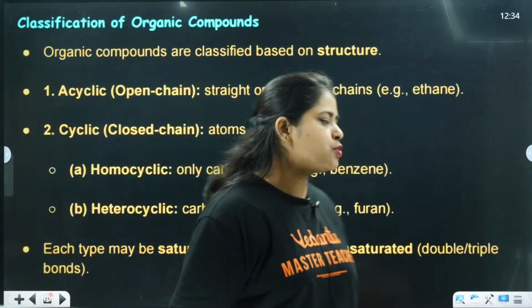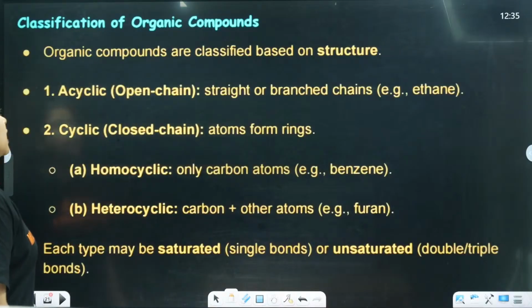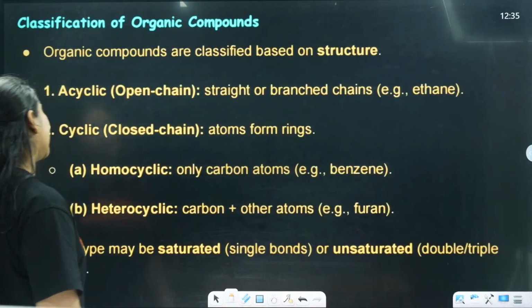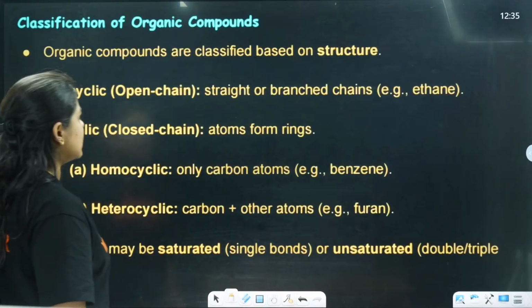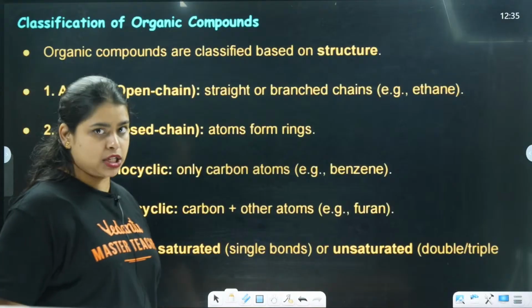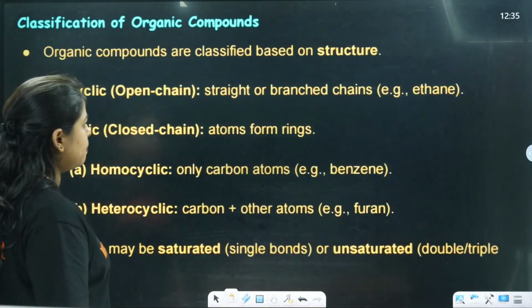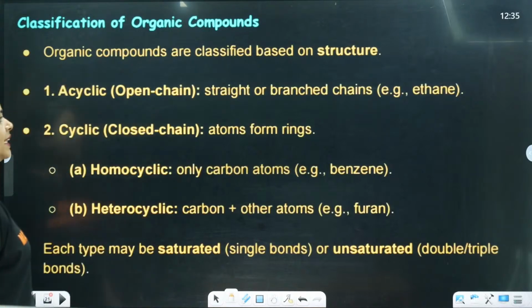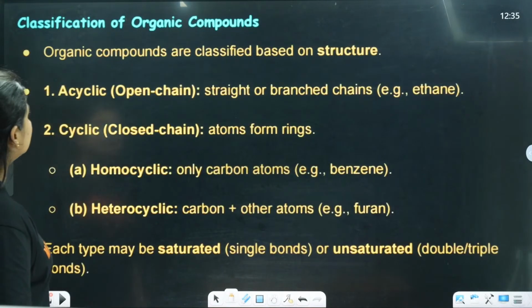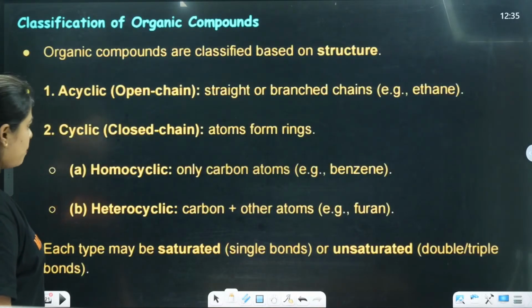Okay, next comes what? Next comes the classification of organic compounds. In that, organic compounds are classified based on their structures. It's completely based on the structures. Clear? Now, acyclic, open chain, that is straight or branched chain. Example, ethane. So the first option is what? The first is open chain. Acyclic is actually an open chain.